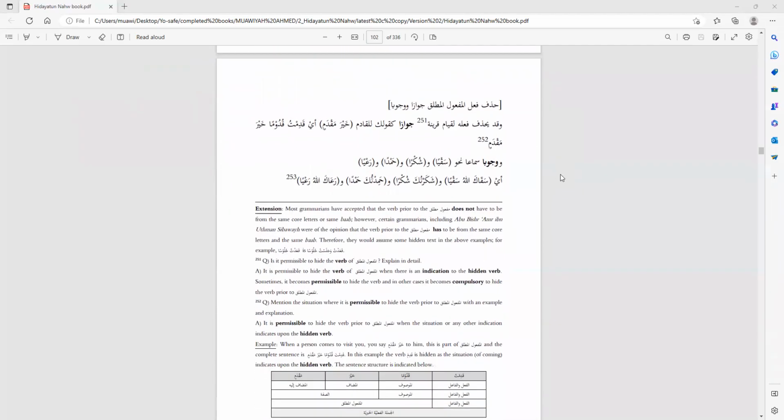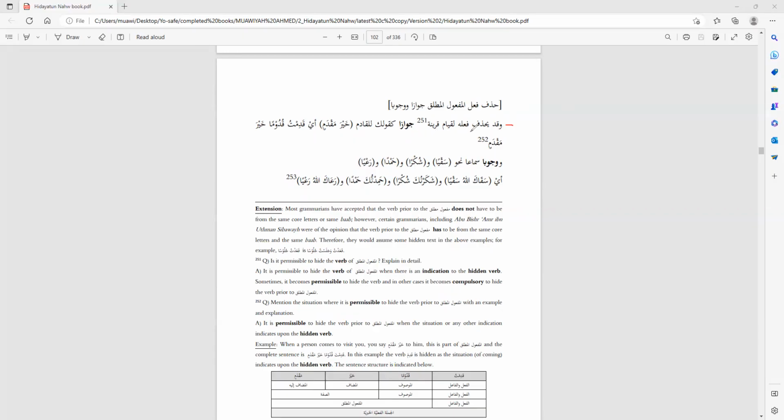Okay, next. وَقَدْ يُحْذَفُ. That was rule number 1 for maf'ul mutlaq. Rule number 2 for maf'ul mutlaq: وَقَدْ يُحْذَفُ فِعْلُهُ لِقِيَامِ قَرِينَةٍ. Sometimes the verb of the maf'ul mutlaq can be dropped, لِقِيَامِ قَرِينَةٍ, because of a sign. So there'll be a context to it. You'll work it out from the context that there's no need bringing the verb before it. Everyone will understand it anyway.